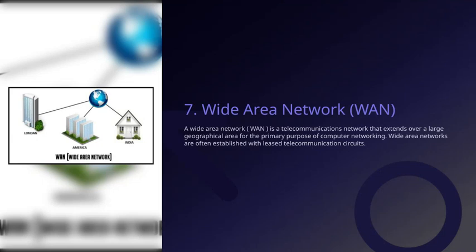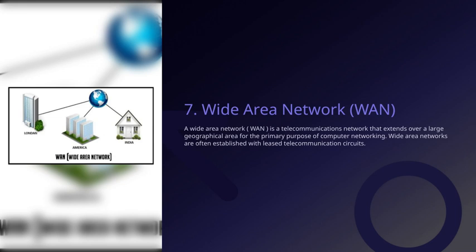Now, let's talk about wide area networks, or WANs. A WAN is a type of telecommunications network that covers a large geographical area, which makes it different from other networks like LANs that are more localized. The main purpose of a WAN is to enable computer networking across vast distances, connecting multiple locations that could be miles or even thousands of miles apart.